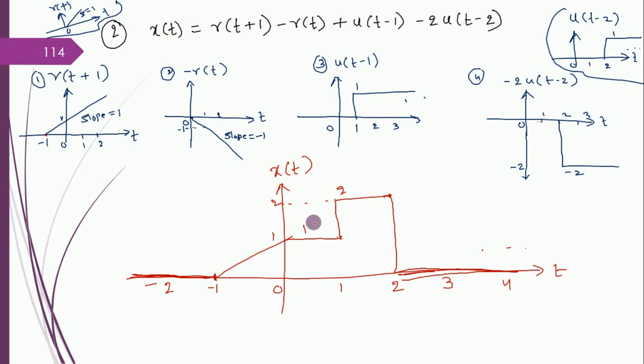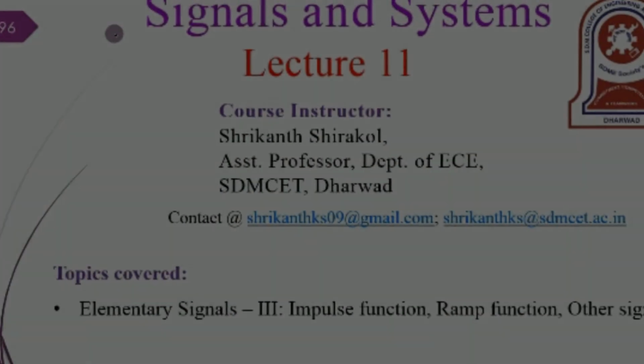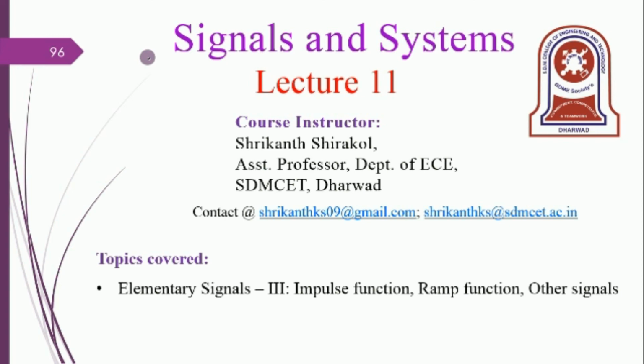With two examples, in a similar way we can solve a number of examples. We'll look into more problems if possible in the next session, and we shall start with the next section of this chapter 1 of signals and systems: what is a system, and the properties of a system.